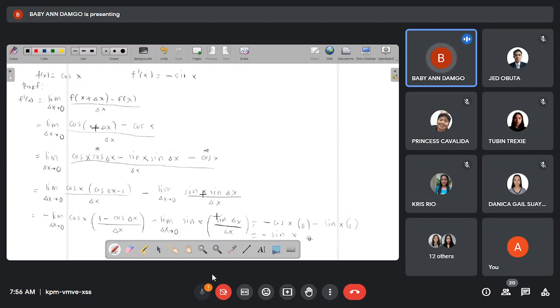So, same ni sa i-apply na to ang theorem nga sin x over x as x approaches 0. So, this one, simplify, this is just equal to minus sin x. Okay, so please go screenshot.